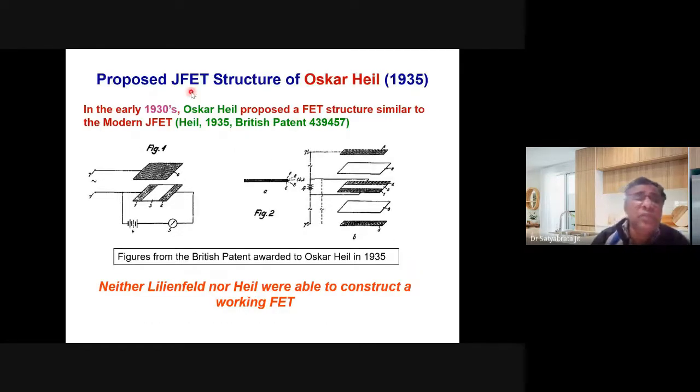Now, in the early 1930s, Oscar Heil also gave the concept of a junction field effect transistor, and he filed a patent. In 1935, the patent was awarded to Oscar Heil. It was a British patent with this number. What he did, the basic structure was here.